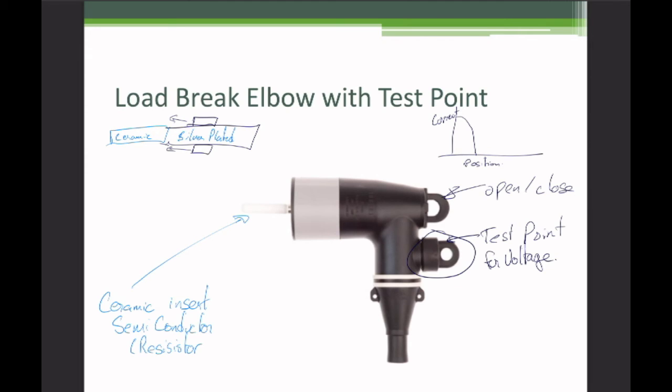And then in the event that you're actually placing or removing the elbow on a bushing, you're going to use this upper handle here.